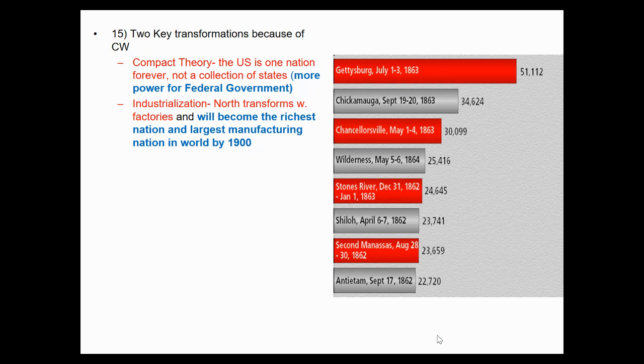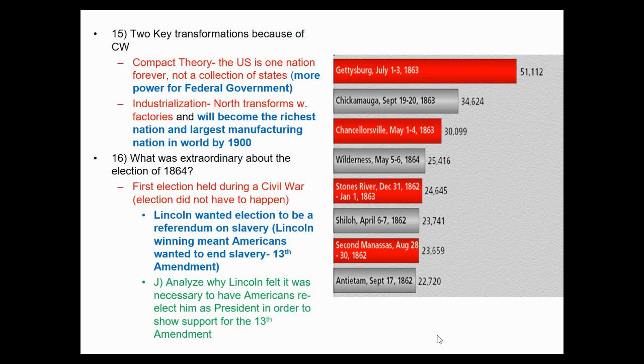A second thing is the North has to make everything for the war. And the North transforms during this with factories. It is going to be this war that's going to change America from becoming a farming nation to an industrialized nation. And by 40 years later, 1900, the United States is the largest manufacturing nation in the world.